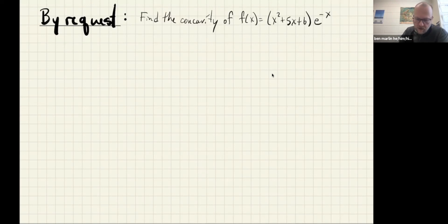All right, so the function that we're going to deal with is this one here. We've got x squared plus 5x, the whole quantity times e to the minus x.